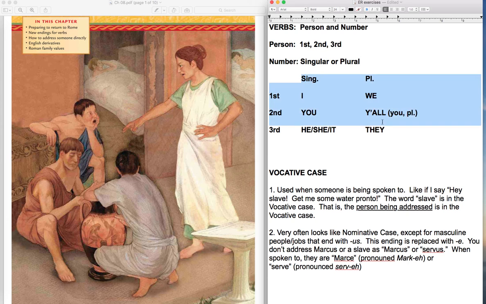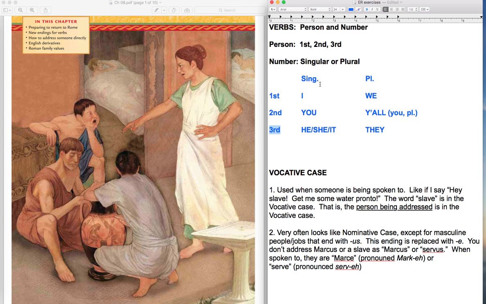I just made this chart up. I'll set it off from the rest of it like this. Let's see, make it a little brighter. Okay, so singular and plural, first, second, and third. So we got person over here, and we got number going this way.